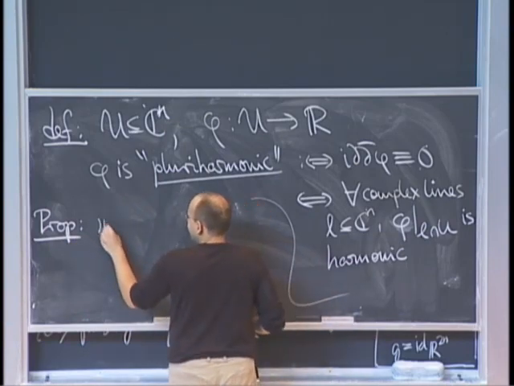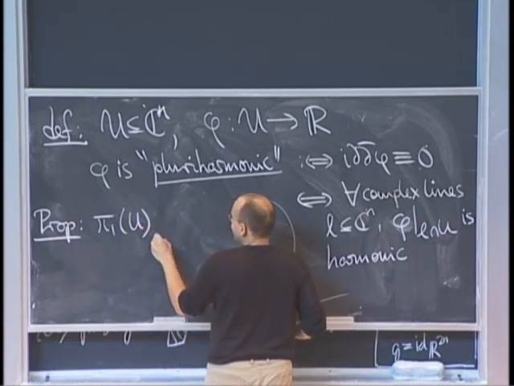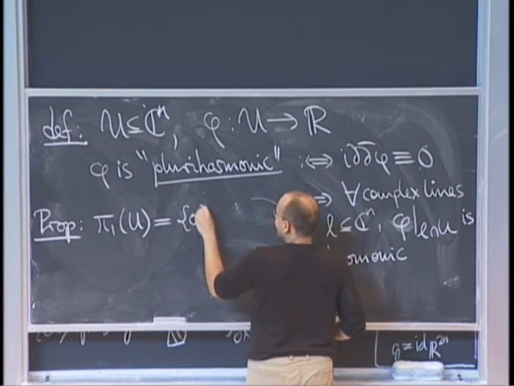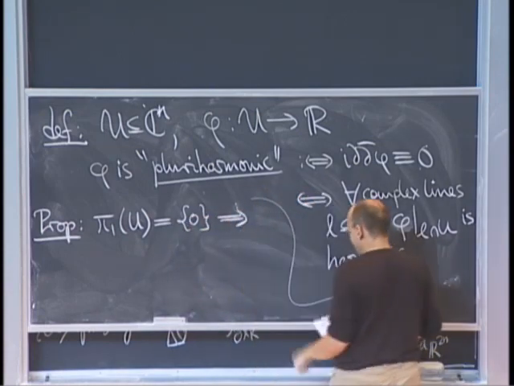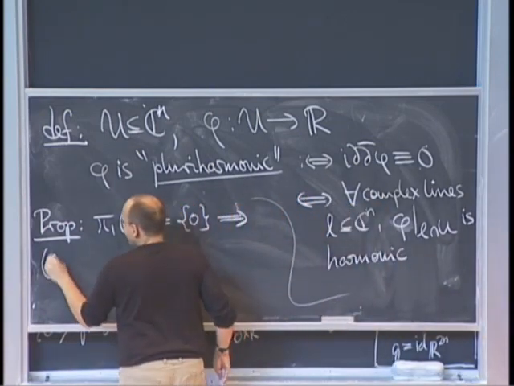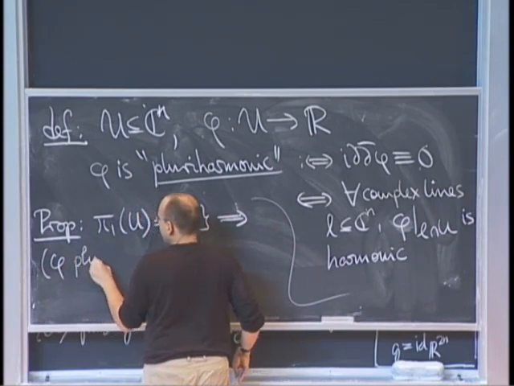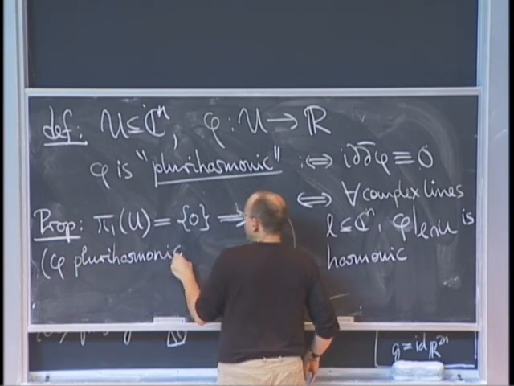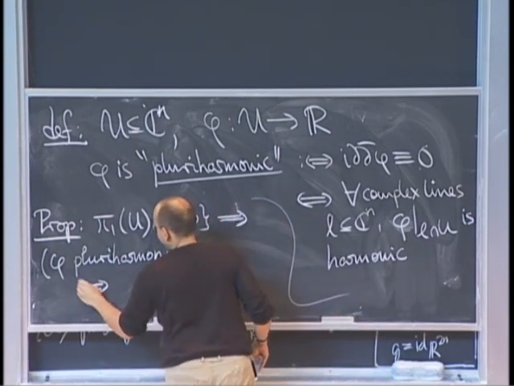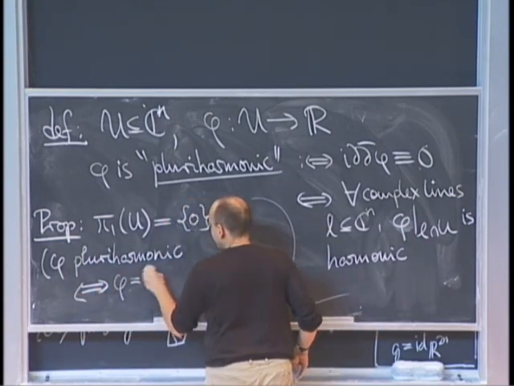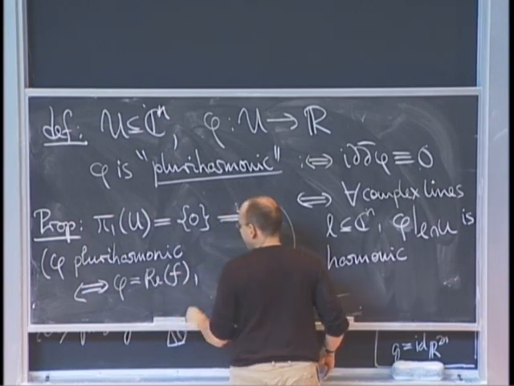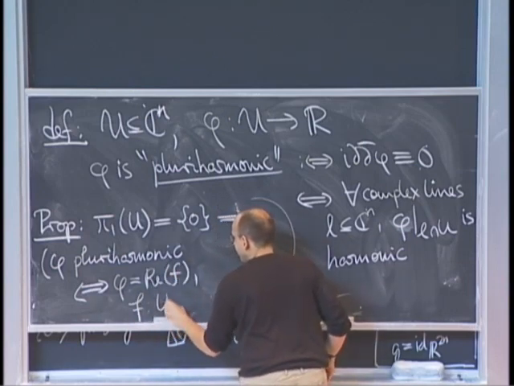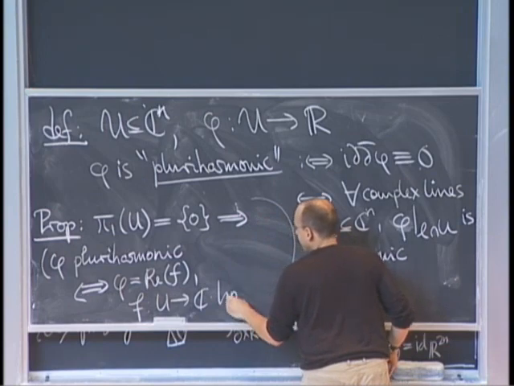So at least if you assume that your domain is simply connected, then it's going to be true that phi is pluriharmonic if and only if phi is the real part of f, where f is holomorphic.